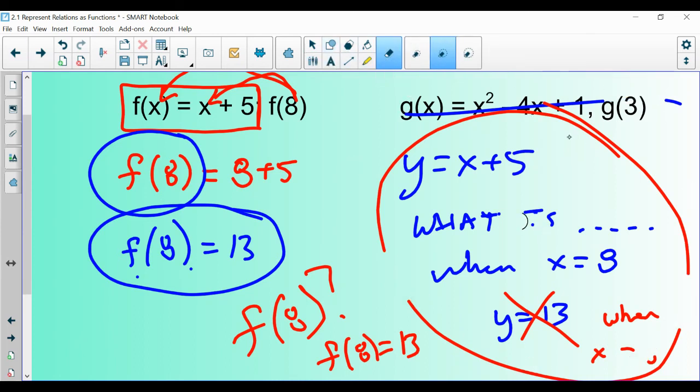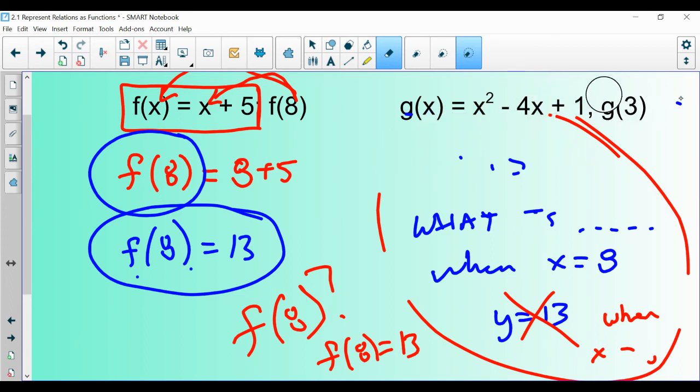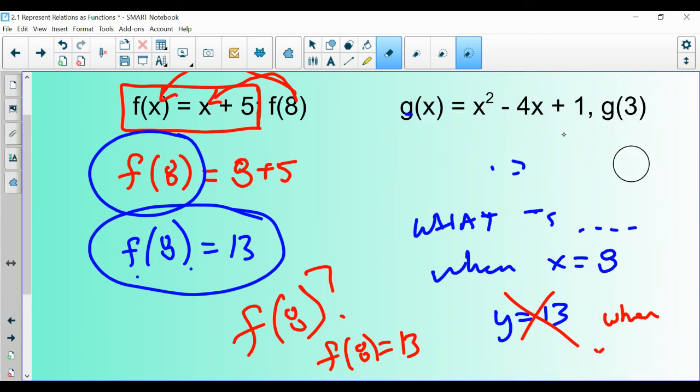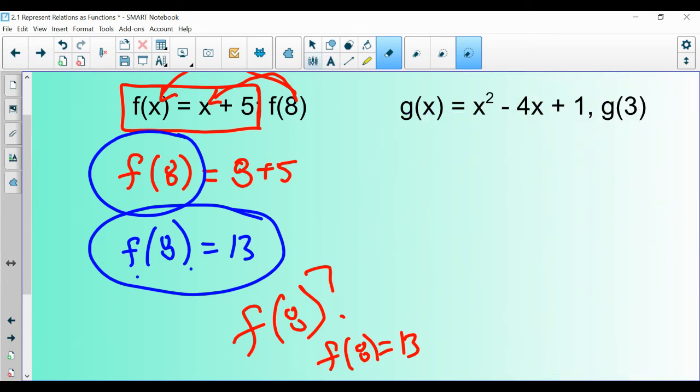Let's erase this. Let's try this whole part again. So we got another one. So this one's G. It doesn't matter what letter you use. Historically, we use f because it's function. But we don't want to say, hey, f of x is this, and f of x is something else on this side. Okay? Because f of x, we're saying, is a specific function. We're calling it f, and it's x plus 5.